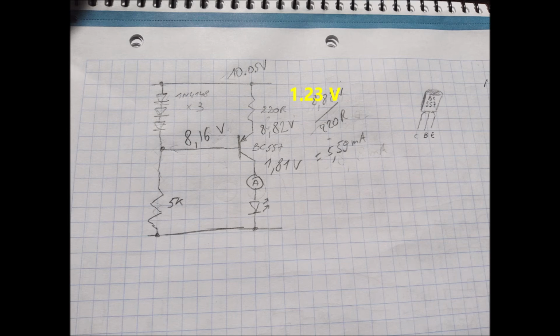And 1.23 divided by 220 ohms gives us 5.59 milliamps, 5.60 milliamps, and that is virtually the same as what we have calculated in the first part of this video.